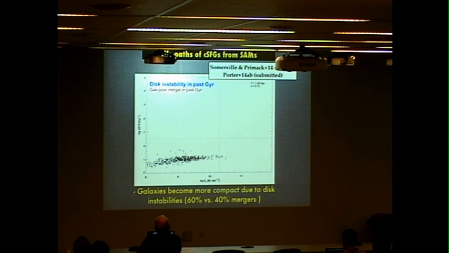And the particular thing about these simulations is that they include a prescription for disk instability. So they can have galaxies that experience a disk instability and become more compact. They transfer mass from the disk into the core of the galaxy. And they didn't do it just to study the evolution of compact galaxies.